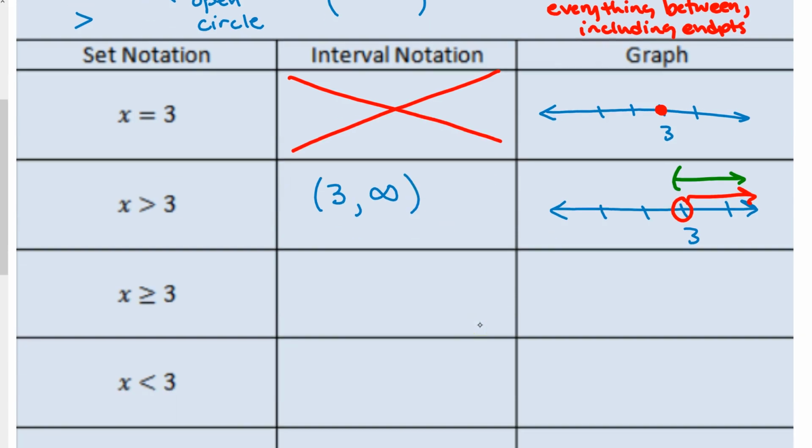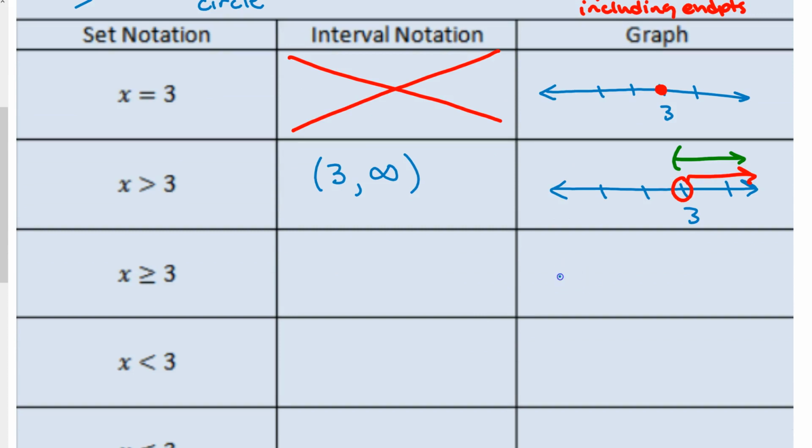Okay, let's take a look at x is greater than or equal to 3. For the graph, it's going to look a lot like the previous one, except we are including 3. So we want a closed circle on 3 and then an arrow to the right. Or if we're using the other kind of notation, it would be a square bracket on 3 and an arrow to the right. Then for the interval, we're going to put a square bracket around the 3, and then it's going to infinity, but still a round bracket on infinity because we cannot include that. It's not an endpoint.